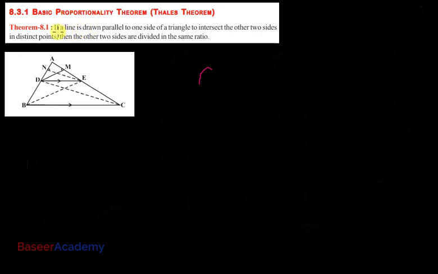The basic proportionality theorem says if you have drawn a line parallel to one side of a triangle, so this is my triangle ABC, and I have drawn a line DE parallel to the side BC, intersecting the other two sides in distinct points, distinct meaning different. So this line DE intersects AB and AC in two different points D and E. Then the sides are divided in the same ratio, which means we have to prove that AD by DB is equal to AE by EC.